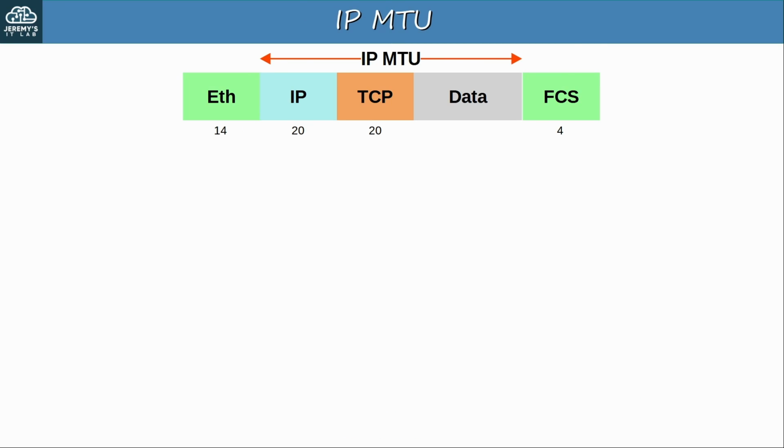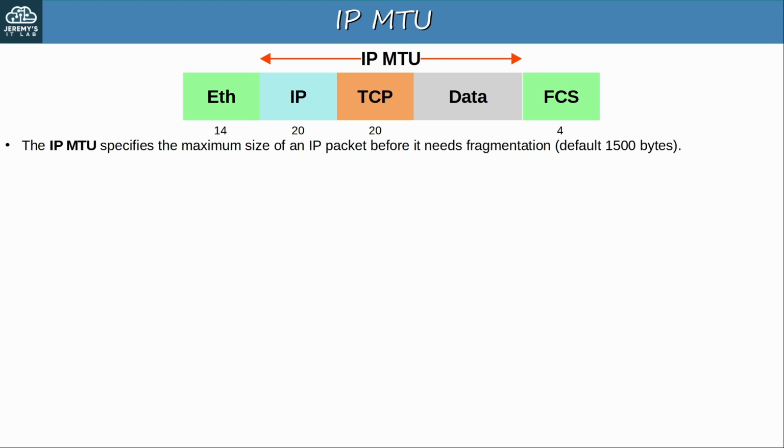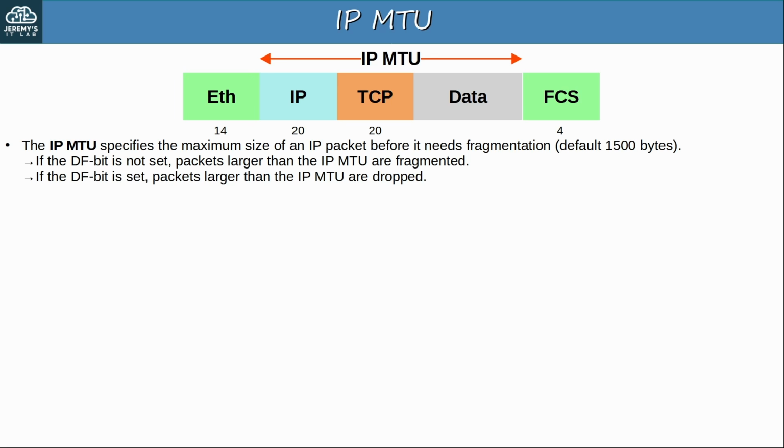Now let's look at the IP MTU. The IP MTU specifies the maximum size of an IP packet before it needs fragmentation, and the default is the same as the Ethernet MTU, 1500 bytes. If the DF bit is not set, packets larger than the IP MTU are fragmented, although if it is set, they will be dropped. I demonstrated this when I did the ping sweep with the DF bit set before. The router tried to send pings with a size greater than the MTU of 1500 bytes, but because the DF bit was set, it couldn't fragment the packets, and so they were dropped.